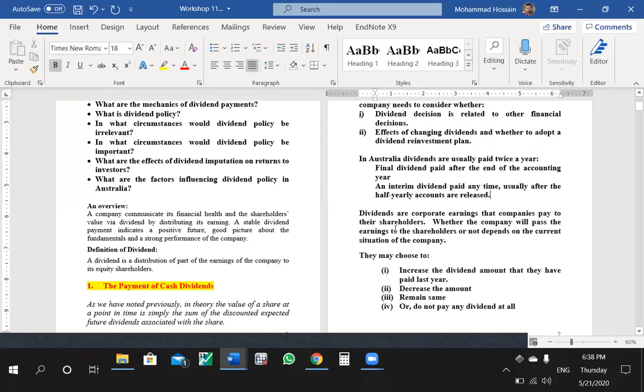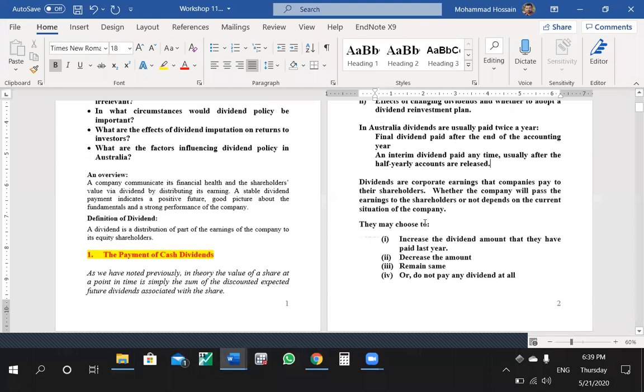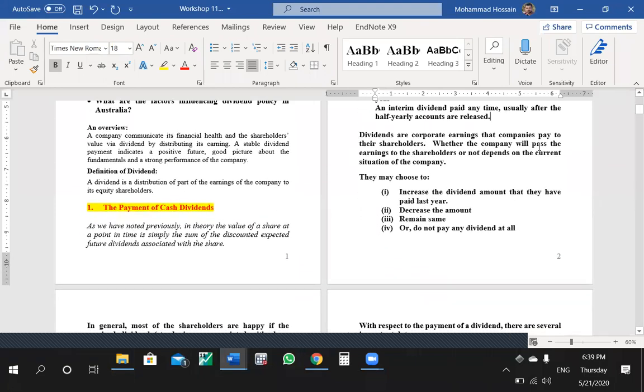Dividends are corporate earnings that companies pay to their shareholders. Whether the company will pass the earnings to the shareholders or not depends on the current situation of the company. If the company is doing very well and does not need much cash, the cash will be sitting idle in the business. They will decide to give it to the shareholders.